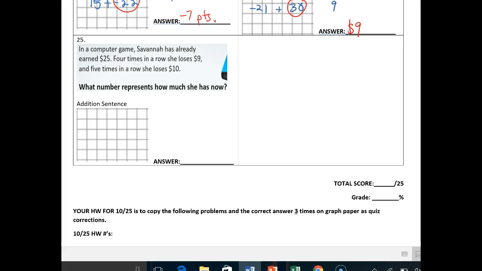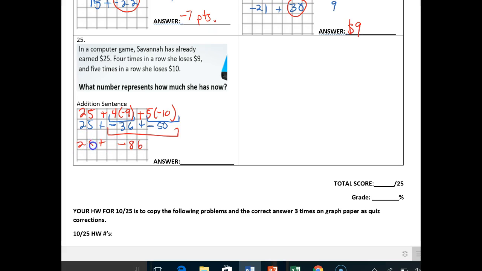So last question, in a computer game, Savannah has already earned 25, that's positive, so plus 4 times in a row she loses $9, so we're going to say 4 times negative 9, right, losing money, and then 5 times in a row she loses $10, so 5 times negative 10. So first it'd be helpful to find out what those guys equal. So 4 times negative 9 is negative 36, 5 times negative 10 is negative 50, and then it would be helpful to go ahead and add these two like signs together. So negative 36 plus negative 50 gives you negative 86.